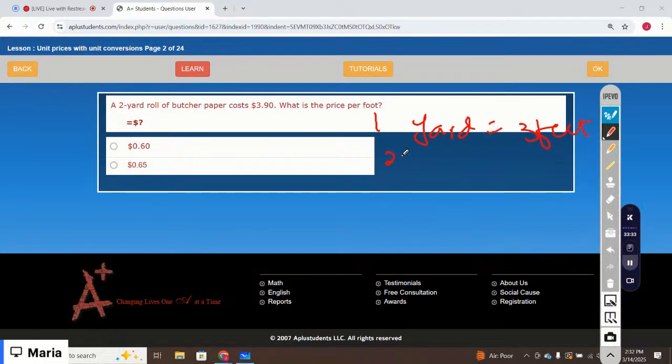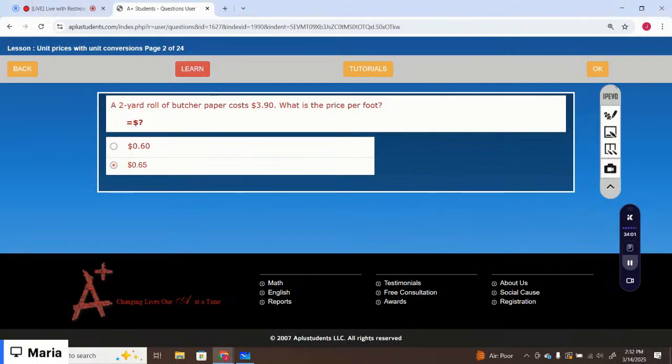So then 2 yards equal 2 times 3, that is 6 feet. So the price is $3.90 divided by 6. $3.90 divided by 6 equals 0.65. Option number 2 is the correct option, that is 0.65.